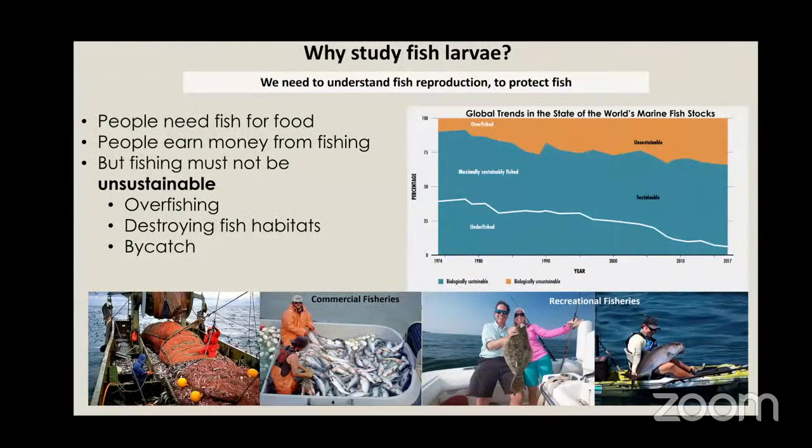Okay, so why do we study larvae? Because when we understand where larvae are found, then we are able to know where the adults are found as well. The adult fish are basically the ones that we eat. So in order to get more and more fish, we need to make sure that the adults are protected.